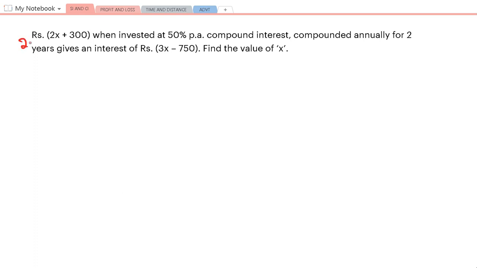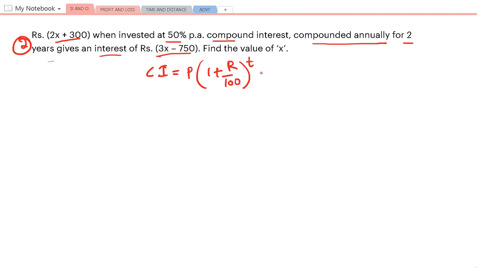See here, this is the second problem. This is the amount invested at 50% compound interest, compounded annually for 2 years. It's given an interest of this much. So the compound interest formula is principal into 1 plus rate of interest whole power t minus principal. This alone formula is for amount. If the principal is subtracted from the amount, we will get the compound interest.